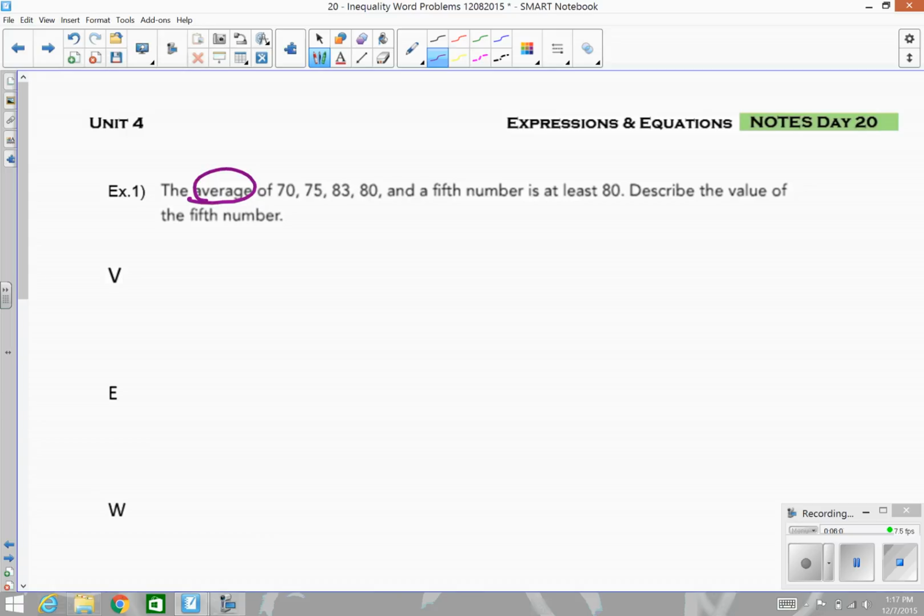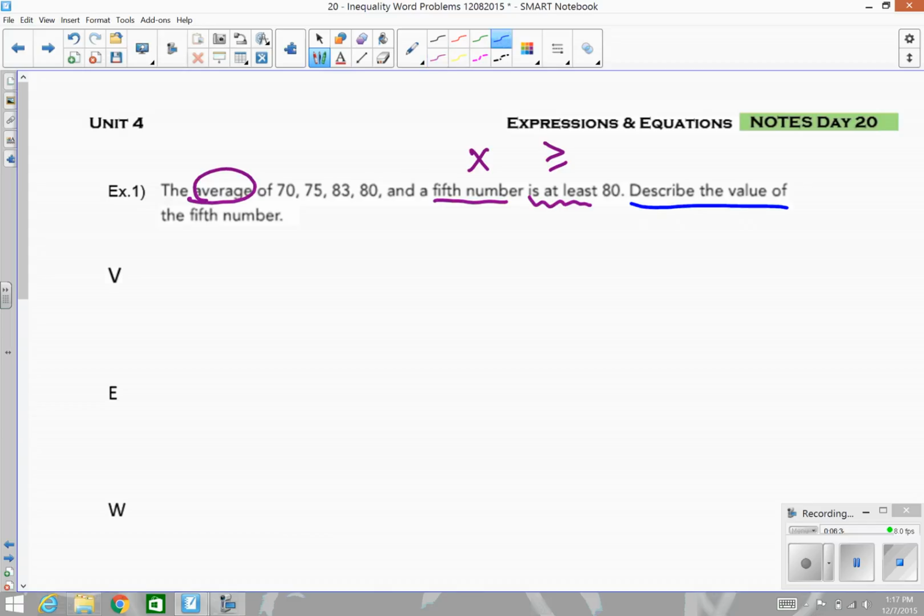Okay, so when it says the average of 70, 75, 83, and 80, and a fifth number, they didn't give us that number, it's just some fifth number, is at least 80. That means we want it to be equal to 80 or bigger than 80. Describe the value of the fifth number. So that's what we're trying to find right here.